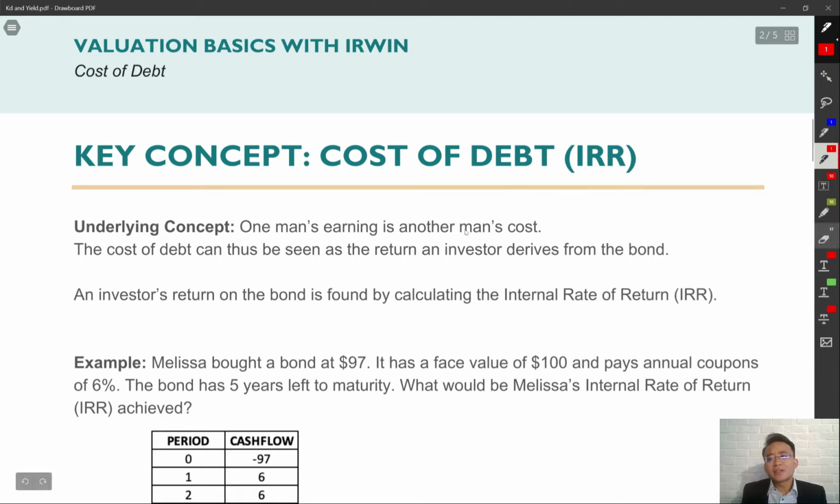Now, how do we understand the cost of debt? In order to understand it, we have to be aware that one person's earning is another man's cost. Therefore, if we ask what is the cost of debt to a company, the company's cost of debt can thus be seen as the return an investor derives. So one man's return, the investor, is the company's cost of debt. One man's earning is another man's cost.